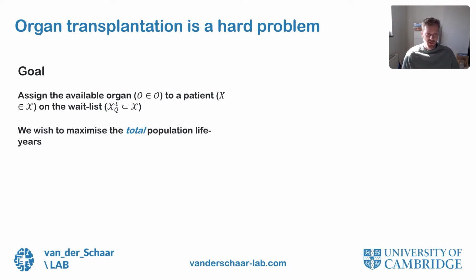Organ transplantation is a hard problem. Given the goal of assigning an available organ to a patient on the waitlist, we wish to maximize the total population life years. This sounds very straightforward, however, it's not. So why is this such a hard problem?